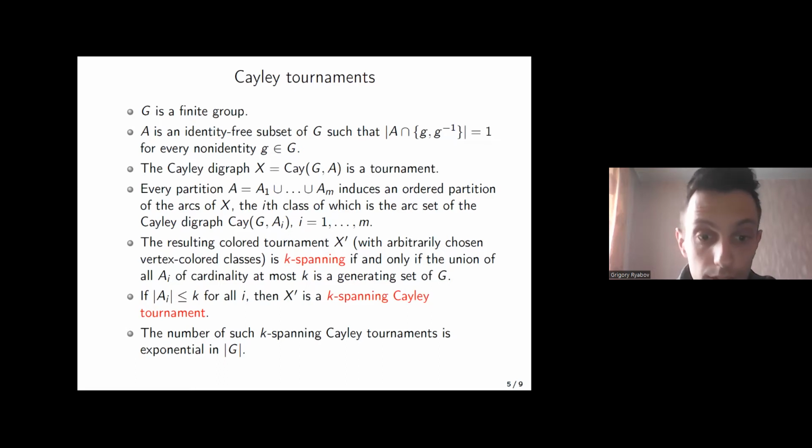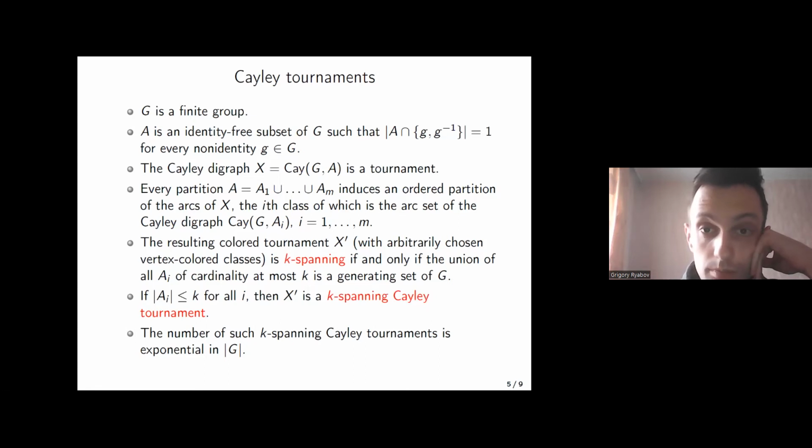And even for small k, the number of such k-spanning Cayley tournaments is exponential in the order of our group. So, in fact, we have exponentially many k-spanning colored tournaments, Cayley tournaments.